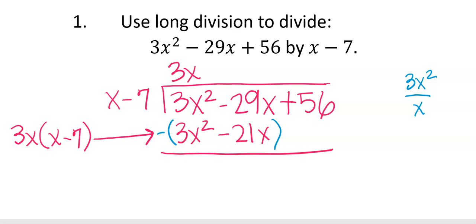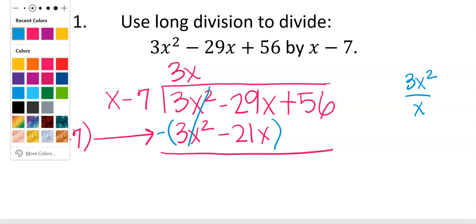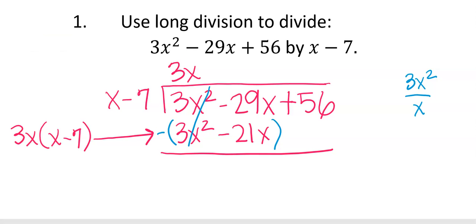Now, remember, if you're going to forget signs, change both the signs. That's the same as subtracting. I'm just putting parentheses around it and kind of talking as I do it. 3x squared minus 3x squared cancels. And then we have negative 29x minus a negative. That would be a plus 21x. So we get negative 8x.